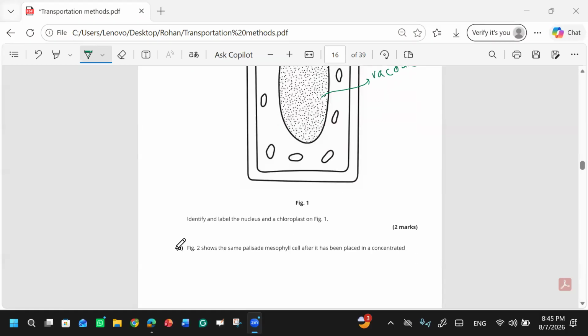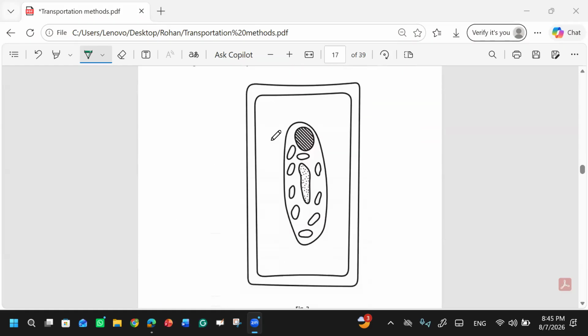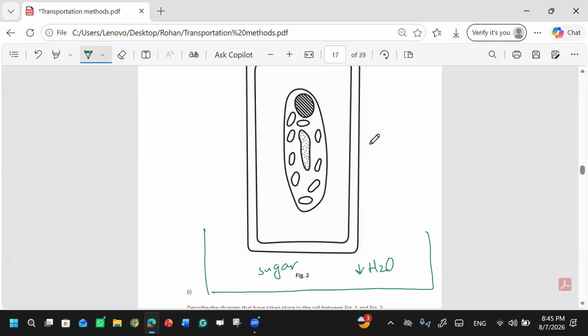Figure 2 shows the same palisade mesophyll cell after it has been placed in concentrated sugar solution for 20 minutes. They have placed it in the sugar solution, right? So it means the solution had more sugar, right? And less water, right? So what happened when you place it?